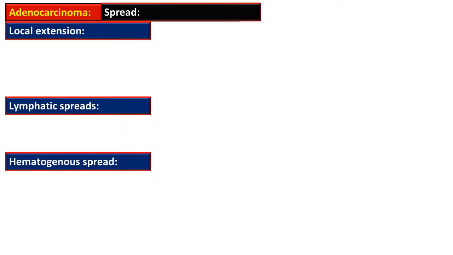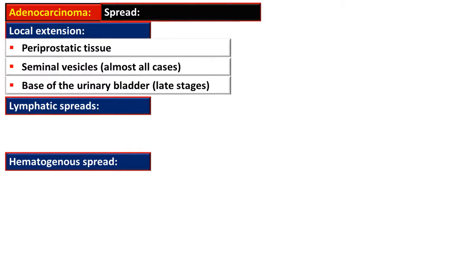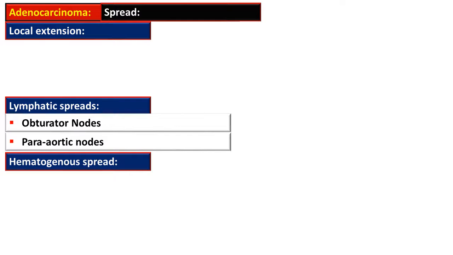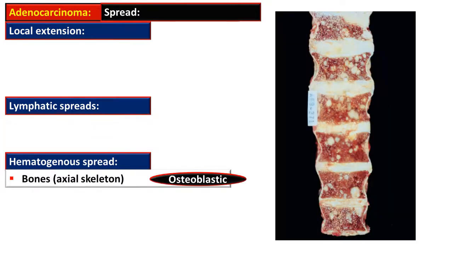This tumor spreads locally or through lymphatics, or it may adopt the hematogenous route for spread. When locally infiltrating, it involves periprostatic tissue, and seminal vesicles are involved in almost all cases. The base of the urinary bladder is affected in later stages, when it may result in ureteric obstruction. The lymphatic spread occurs through obturator nodes first and finally para-aortic nodes.